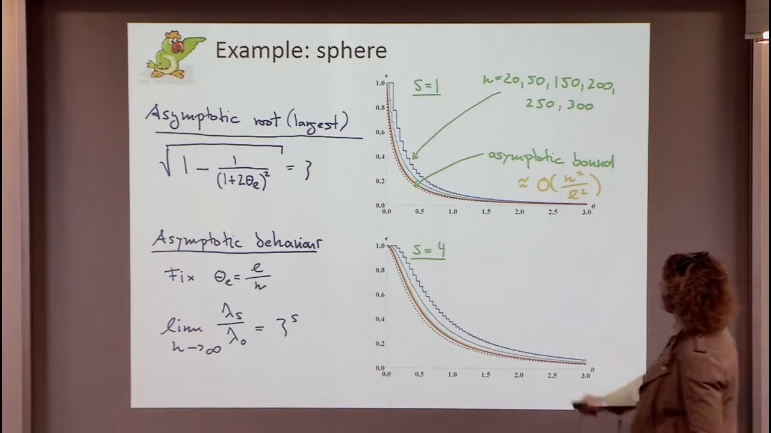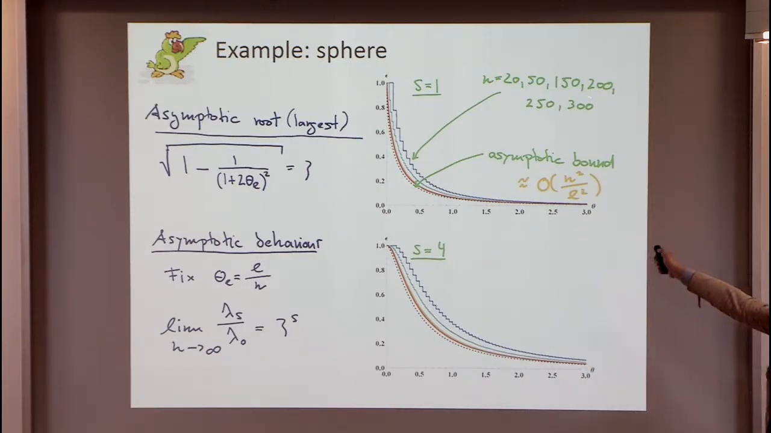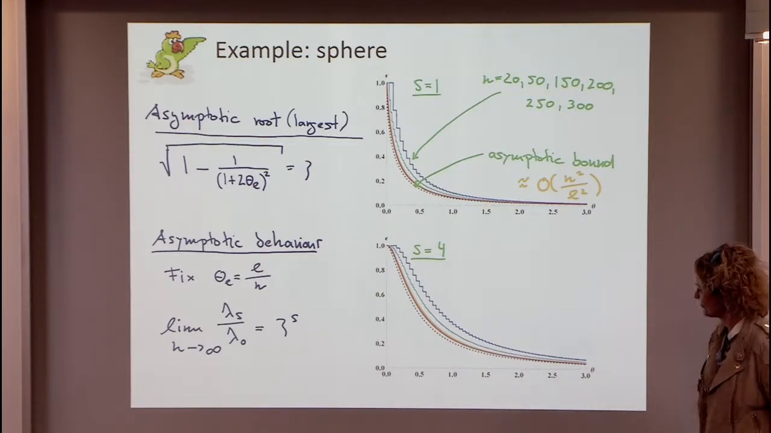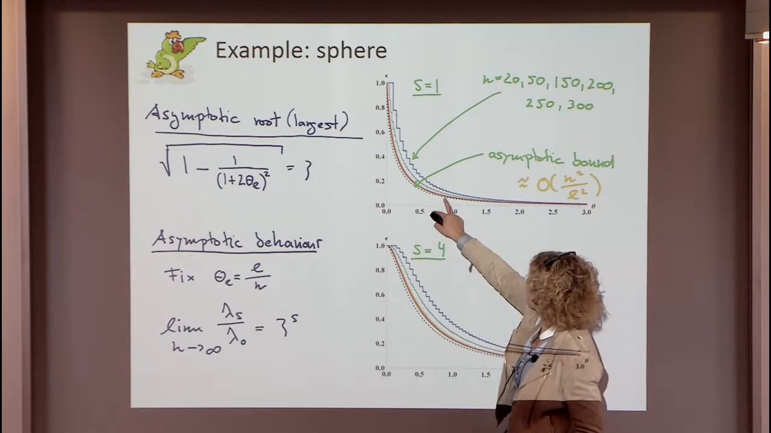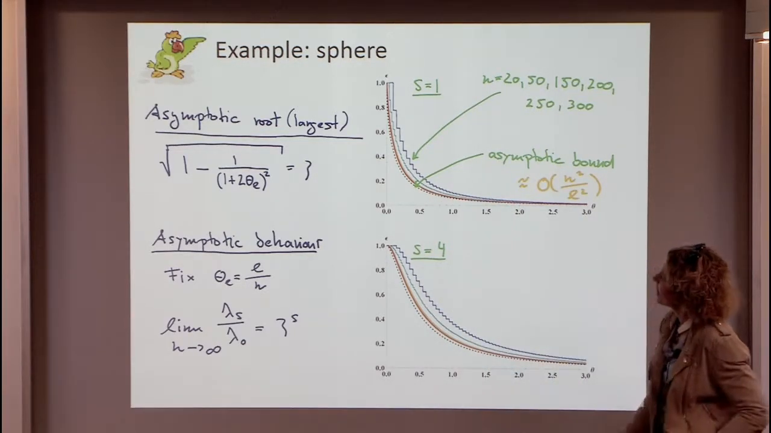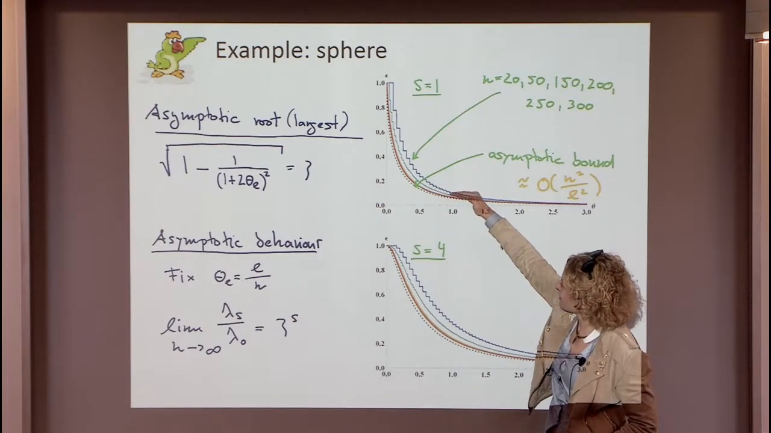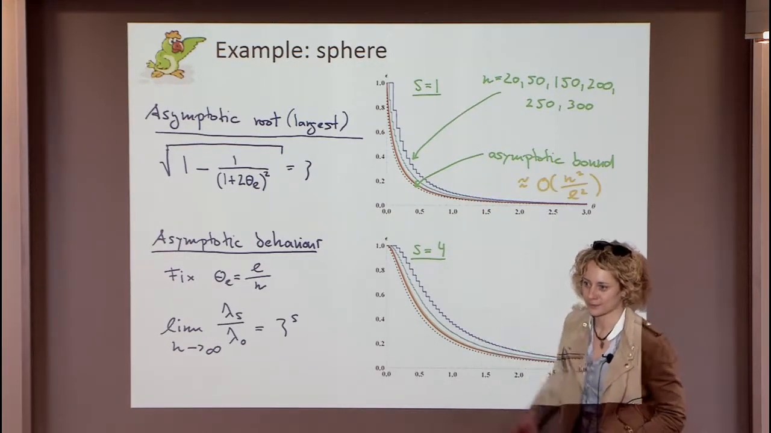Okay, so these are some plots for increasing values of n. Here is theta, so this is the ratio between L and n. Here is this epsilon, so epsilon is like 1 minus lambda s over lambda 0. And it looks like this. So this dotted line is the asymptotic bound, and you can see that as n increases, we get closer and closer.